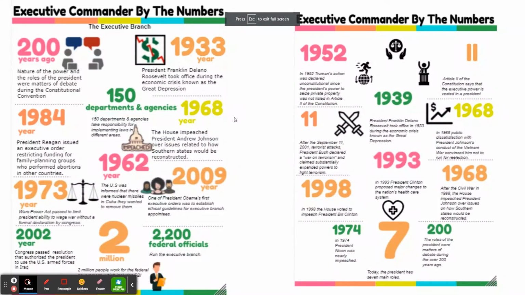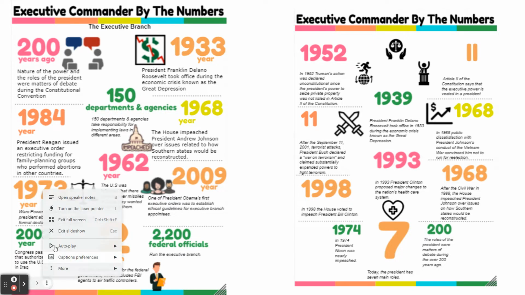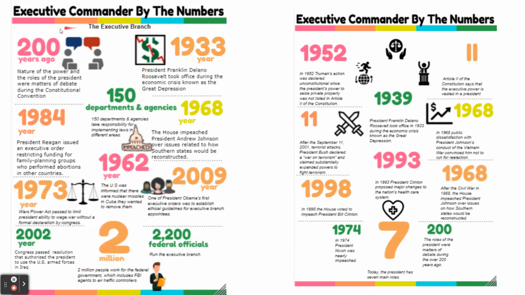from previously. So you can see how they used it from my other students. Like, for instance, 200 years ago. 1933 is a year, 150 departments and agencies. So this is from the previous textbook. 1962, 2 million, 2,220 federal officials. So they've included the information, the numbers, and then an explanation of what that number is.